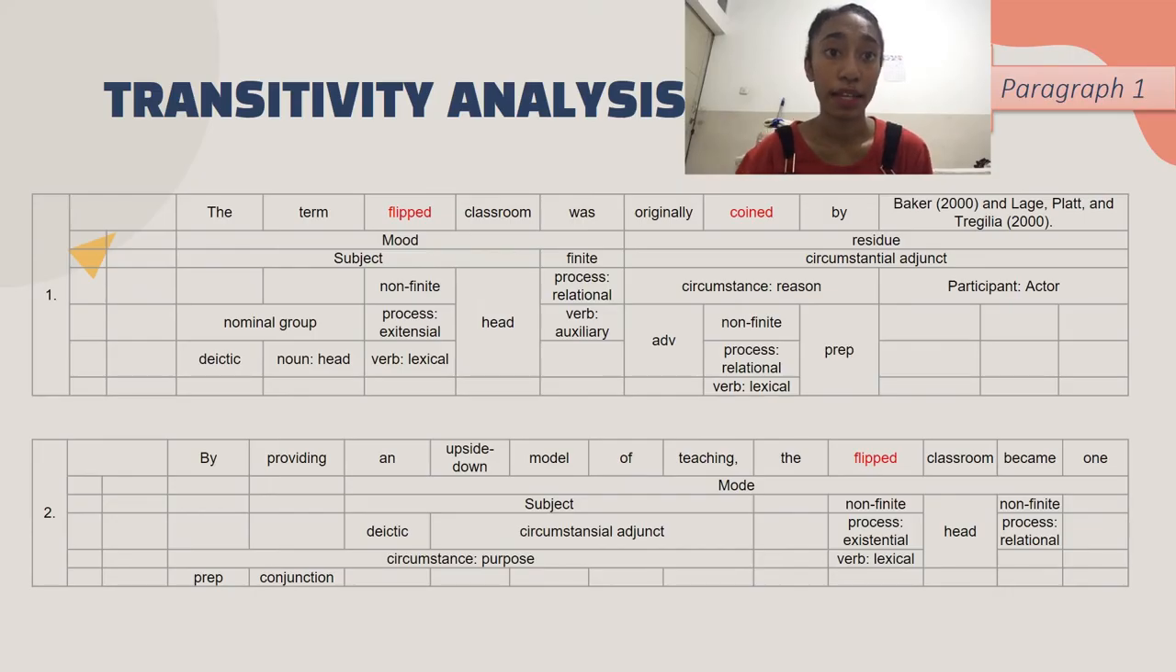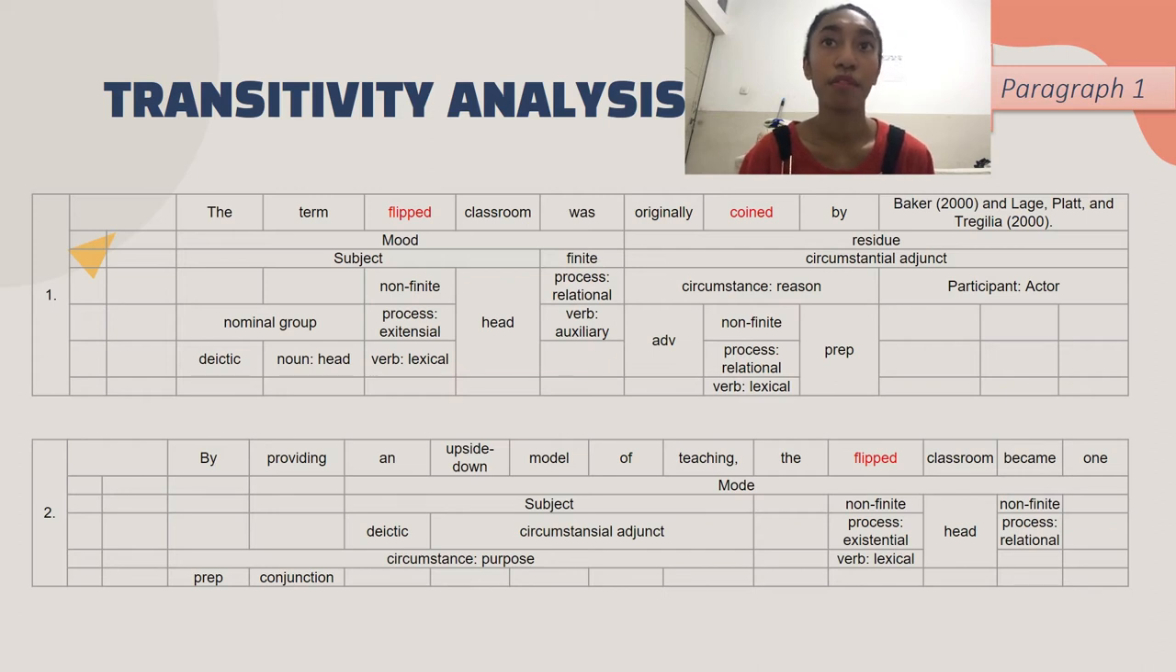I will explain to you first the transitivity analysis. There will be paragraphs 1 and 2. Paragraph 1, the first clause: the term flipped classroom was originally coined by Baker 2000 and Lake, Platt and Trigilia 2000. The term flipped classroom was, it's a mood.